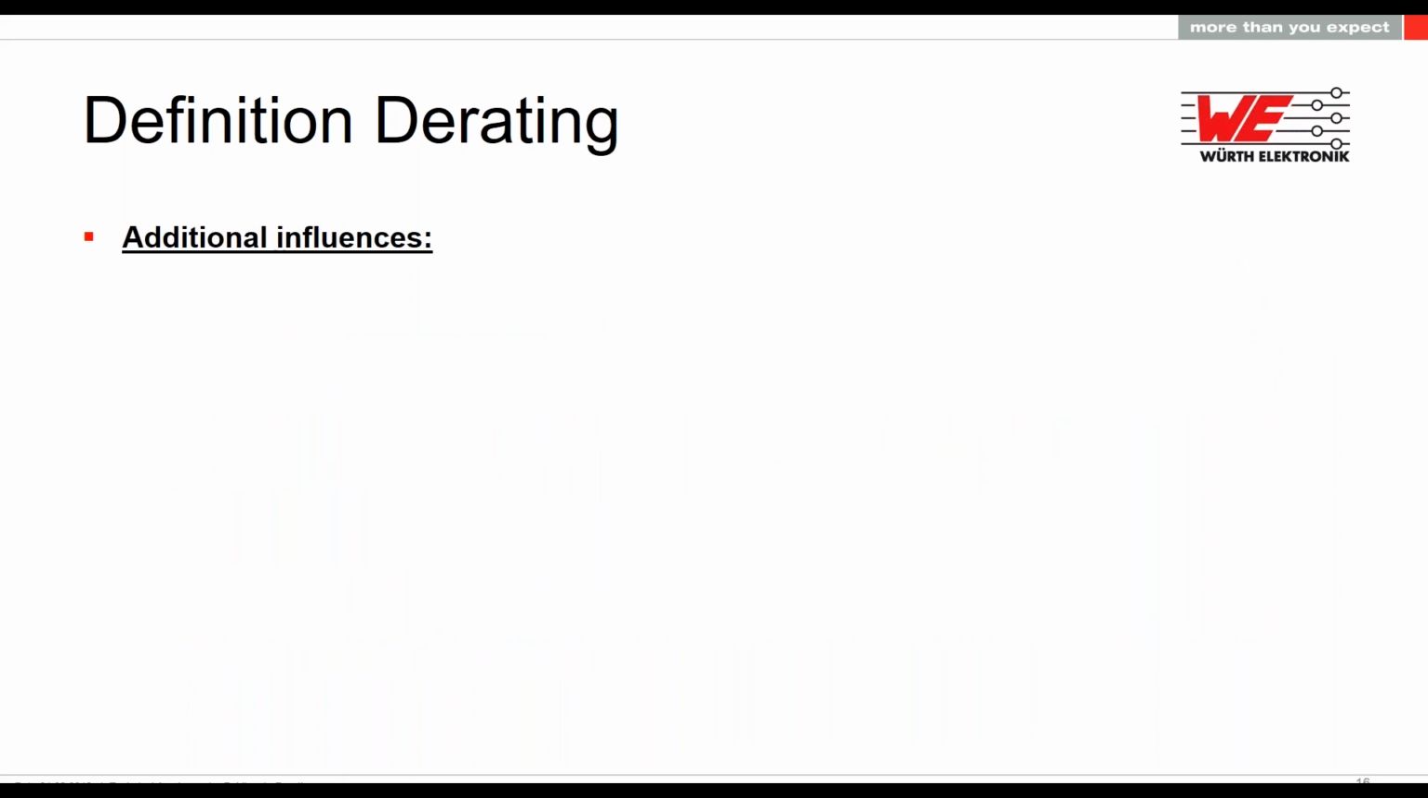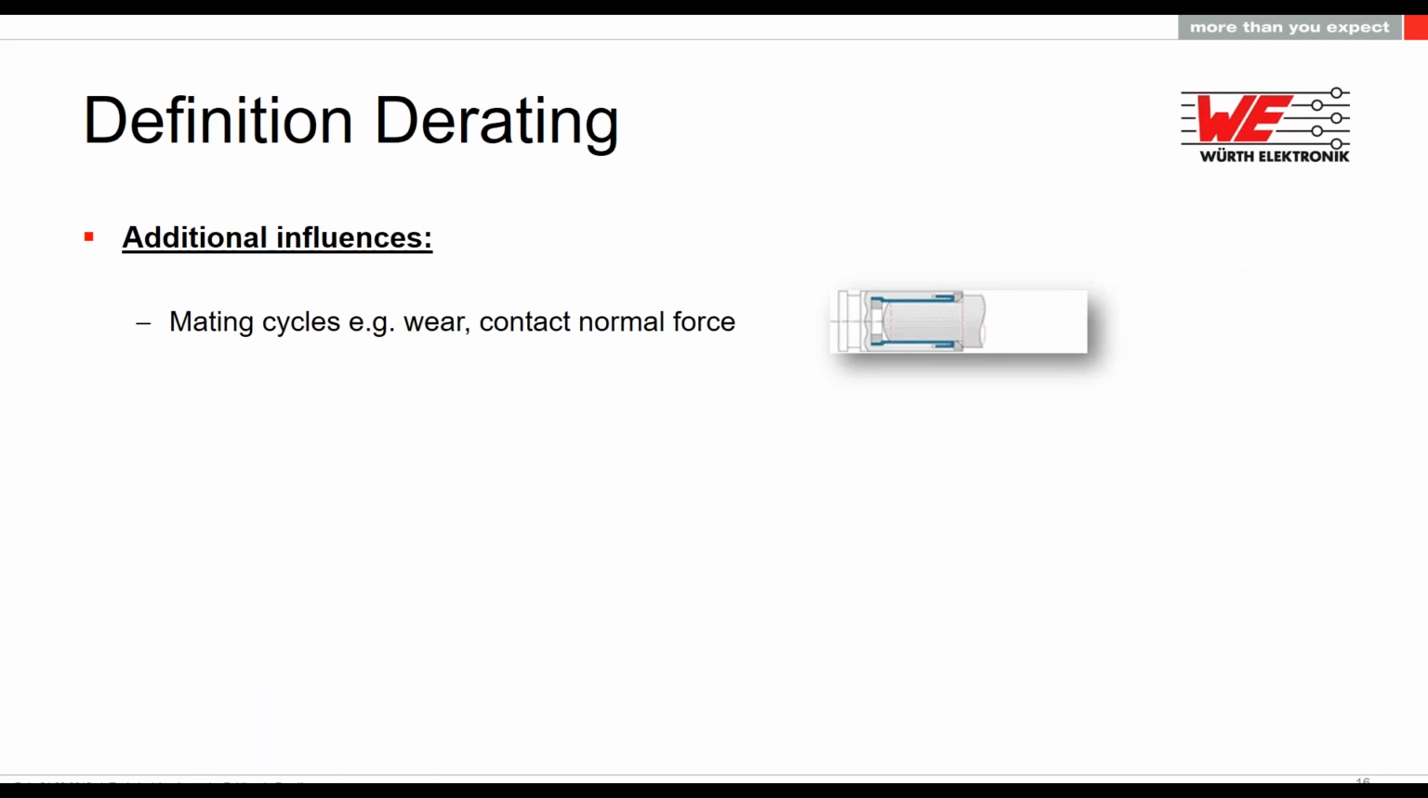Additional influences on derating can be mating cycles. Because the connectors are specified for a certain amount of mating cycles, and after that, if you still mate and unmate them again and again, your contact resistance will increase, so you have more power loss as the resistance is increasing, so you create additional heat, which is not taken into consideration in the normal derating curve. This is measured during the normal specified mating cycles.